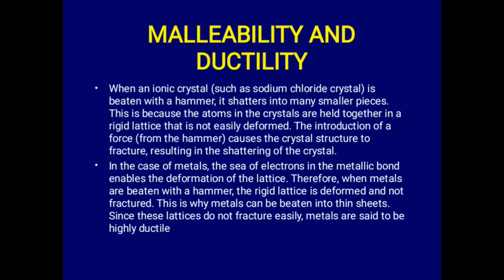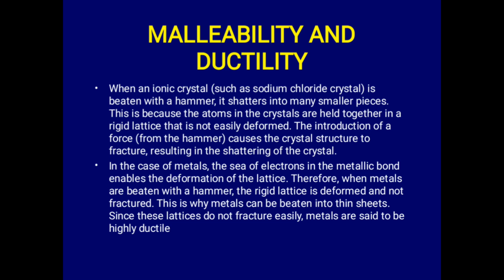So what does this mean? When an ionic crystal such as sodium chloride is beaten with a hammer, it shatters into many small pieces. The reason is that the atoms in the crystal are held together by a rigid lattice that is not easily deformed. So when you introduce a force, like from the hammer, the crystal structure will fracture, resulting in shattering of the crystal. But in the case of metal, we observe from that diagram that the sea of electrons enables the deformation of the lattice.